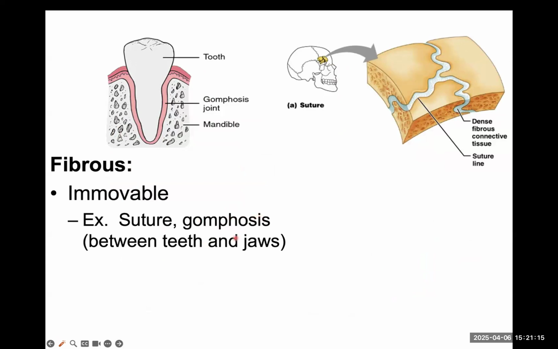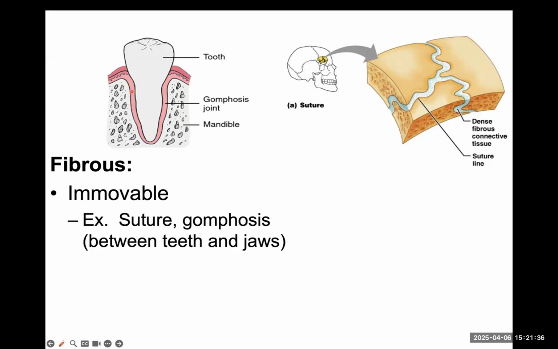So you've got fibers that go from the tooth to wherever it is connected, and that's what holds it in place. This one is called immovable. A suture is also immovable. You have fibers that cross between two bones like that. And this one is gomphosis, holding your teeth.